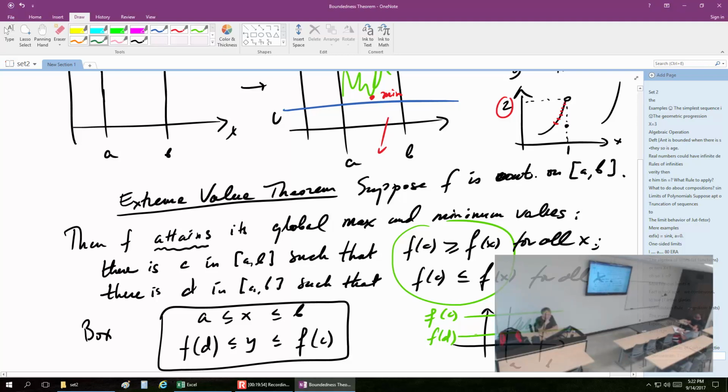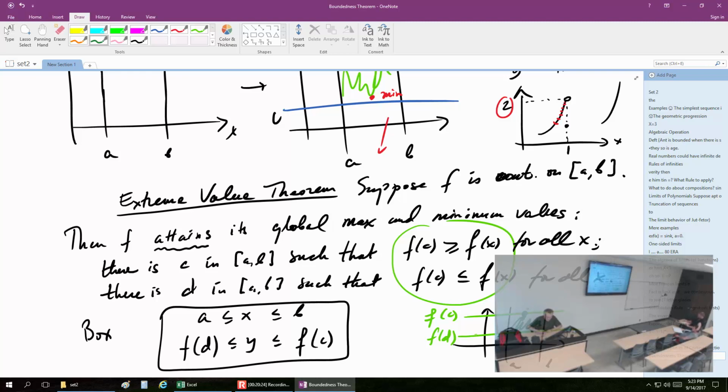Okay, so it's like the previous theorem, the boundedness theorem, but with more specificity. It doesn't just fit in the box, but actually you cannot do any better job. It reaches a point here somewhere and a point here somewhere, so you cannot make the lower and upper bounds of this rectangle smaller, because the graph fits perfectly in it.